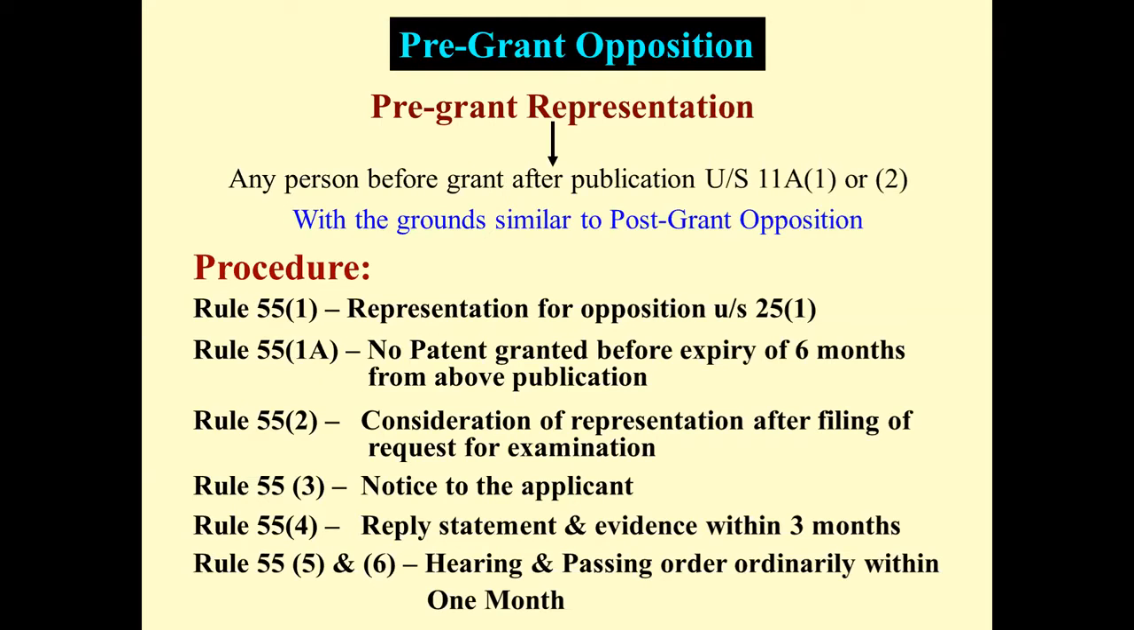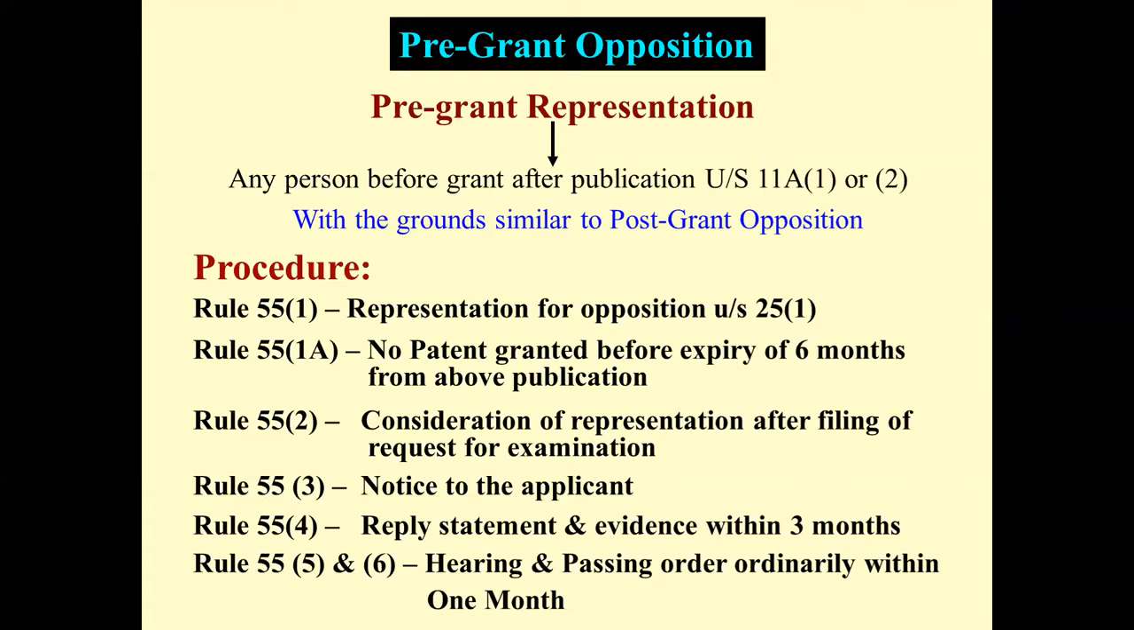For that purpose, we give a window of 6 months. Even if your application is completely okay, we don't immediately grant. From the date of publication, we give a 6 months period so that if any party wishes to oppose through pre-grant, they can oppose. Until the expiry of 6 months, if there is no pre-grant filed, then we will grant you the patent. Fine. That is what is told in Rule 55.1. A 6 months window after publication, we mandatorily give for persons who, if at all they want, can file a pre-grant.